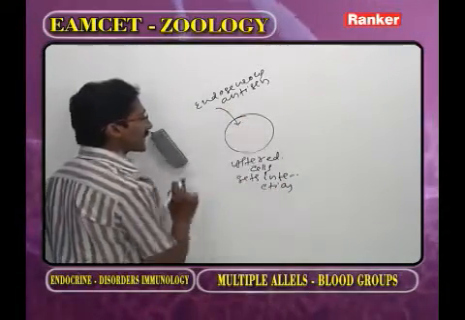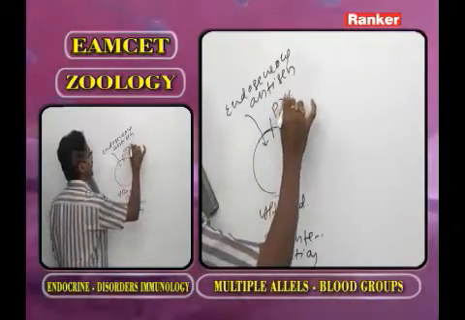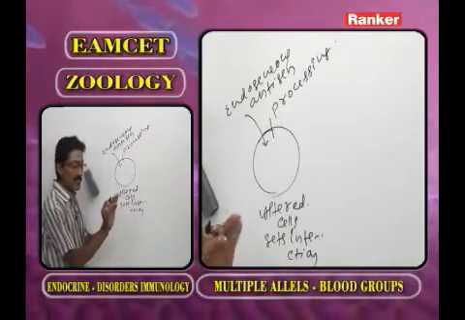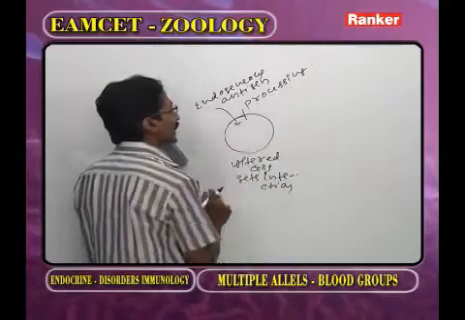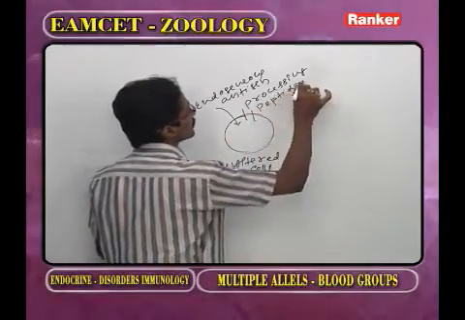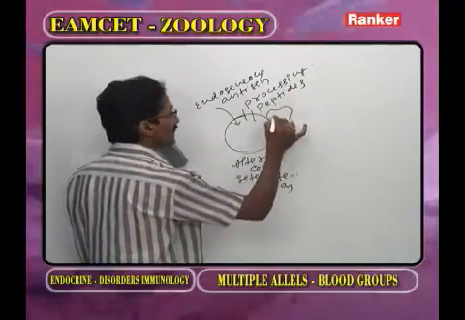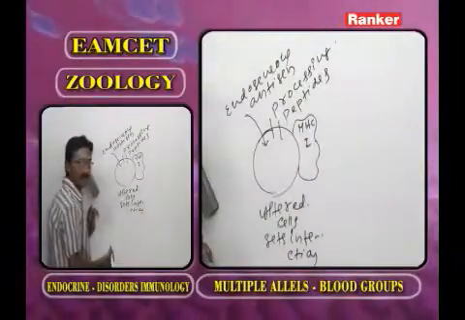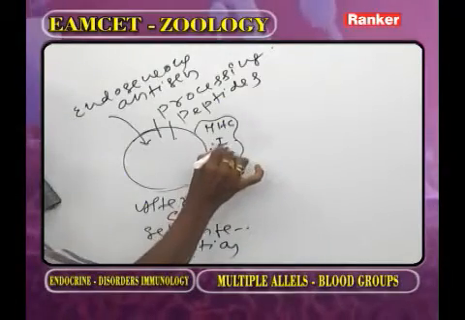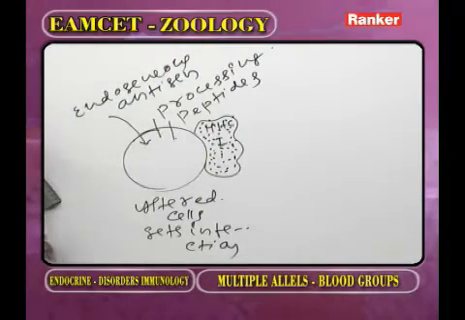Now the endogenous antigen enters into the altered cell. Inside the altered cell, the antigen undergoes processing. That means the antigen divides into smaller pieces. After completing the processes, the antigen is represented in the form of peptides. Now on the surface of the altered cell, what type of MHC is present? MHC 1. Now on the MHC 1, the endogenous antigen is represented in the form of peptides. Now you have to observe the diagram.